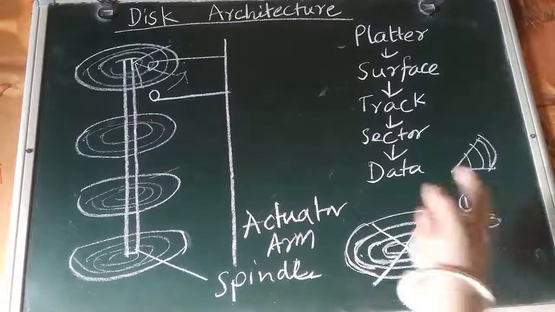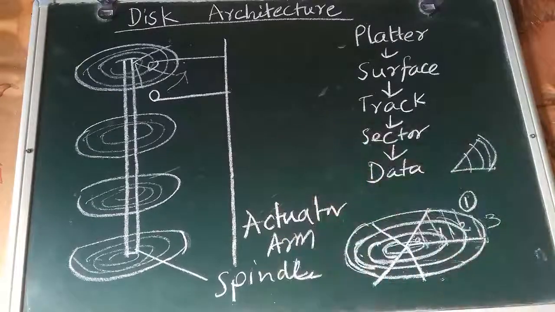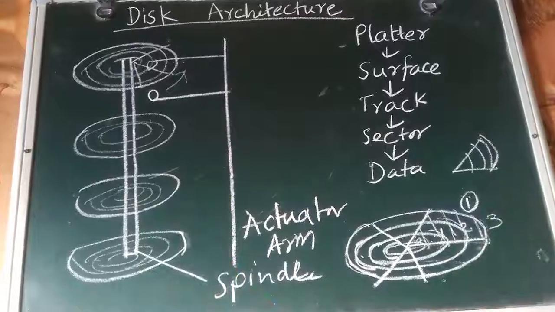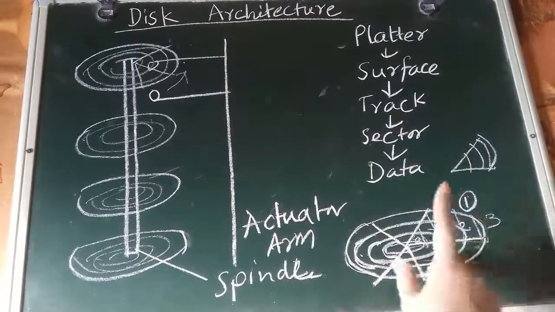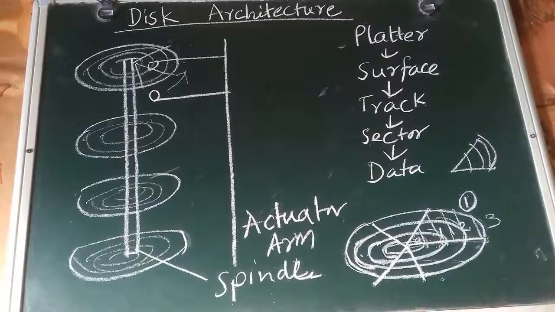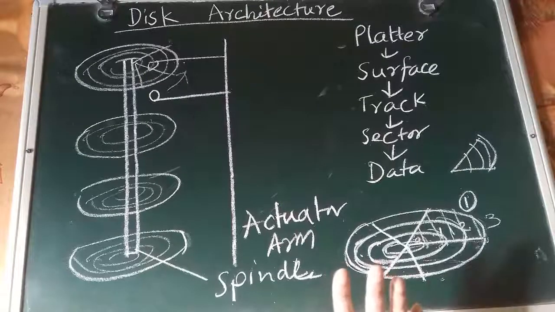Suppose every sector has 512 bytes of data, or 512 KB, or megabytes, like that we can say. So this is the overall structure of a disk, and the rotating thing, rotational latency, all those things we'll discuss in the next video. As of now, we'll discuss some problems which are usually asked in exams or competitive exams.